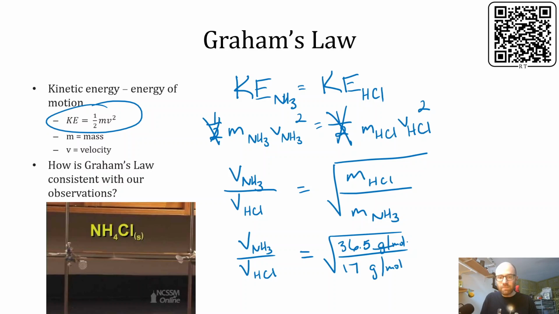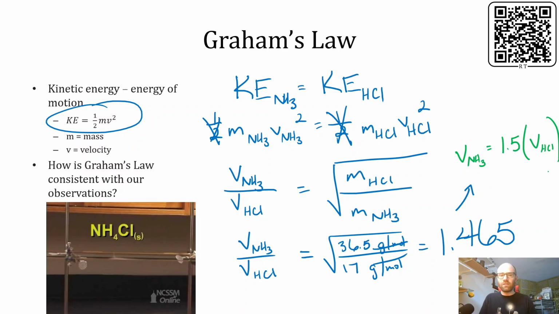The reason I can pick whatever units I want is because they're going to cancel, and so when we divide our rates there, I get about 1.465. I'm not rounding appropriately, but this number helps. If we wanted to round appropriately, I guess we'd call it 1.45 or 1.47 or even 1.5. 1.5 would be easy enough. The velocity of the average ammonia particle is equal to 1.5 times the average velocity of the HCl particle.